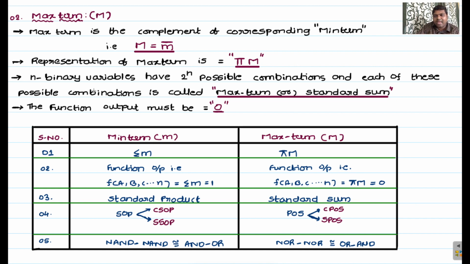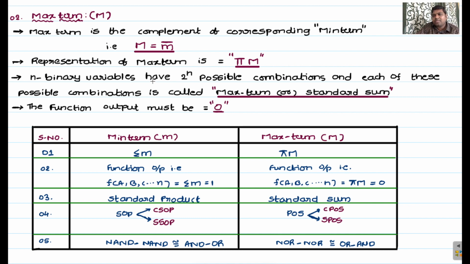N binary variables have 2 to the power of n possible combinations, and each of these possible combinations is called a max term, which is also called a standard sum. In the previous case it was min term or standard product, but in this case it is max term, also called standard sum. And the function output must be equal to 0 only when each and every sum term has each and every literal, then only it is equal to 0. Otherwise it is not equal to 0. Okay, so this is about max term, which is completely opposite to the min term.